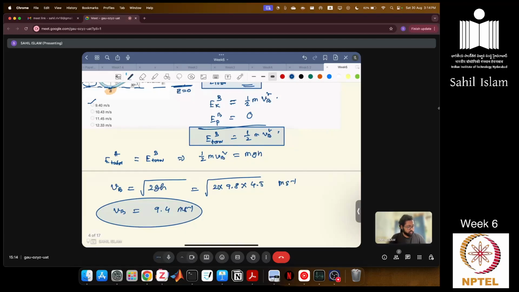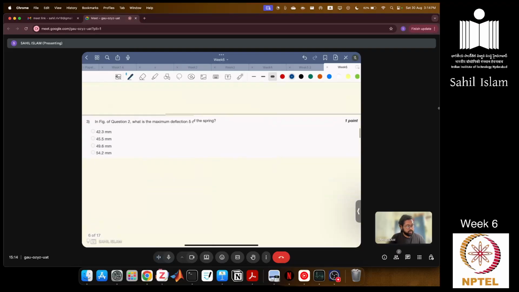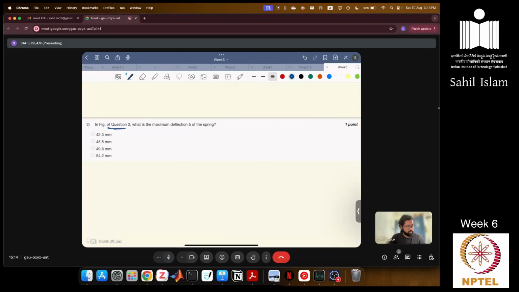Okay, so next question. It is a related question. In the figure of question 2, what is the maximum deflection delta of the spring?